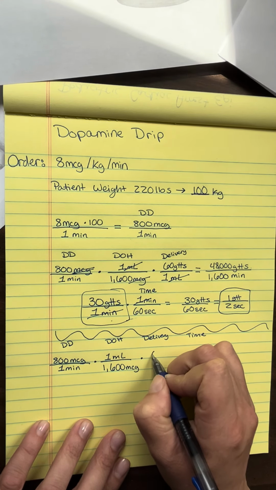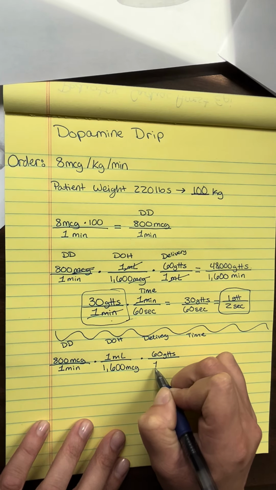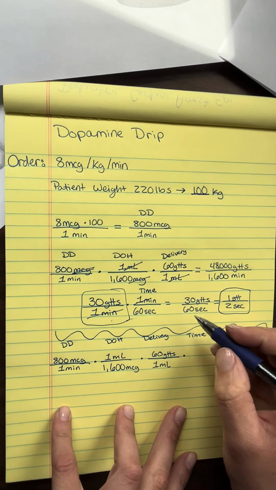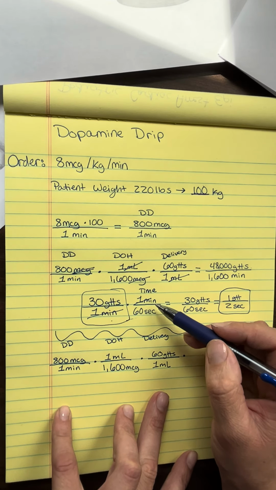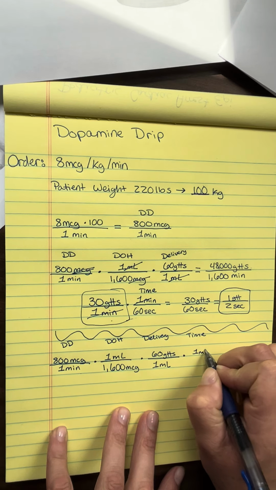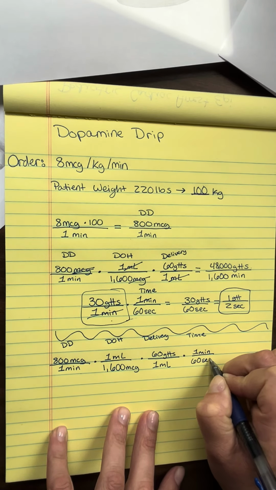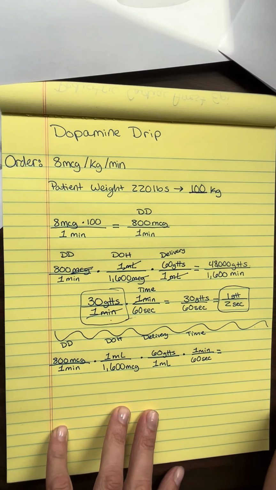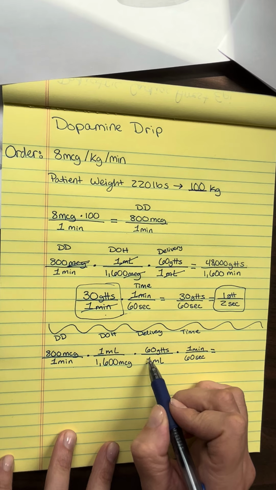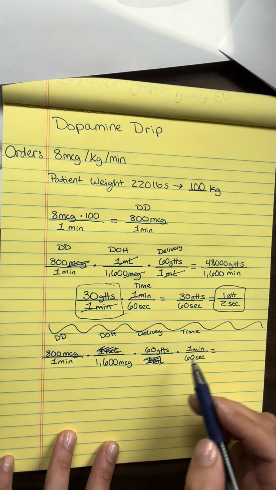My delivery, we're doing 60 drips, still 1 milliliter in that. And then my time sequence is going to be 1 minute, because my minute over here is on the bottom, so 1 minute over 60 seconds equals. All right, so now I can completely cross out the milliliters, 1 milliliters, because there's like units and like numbers.